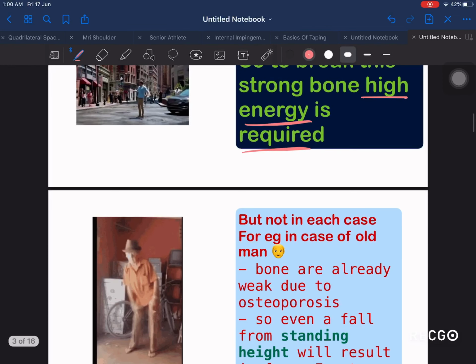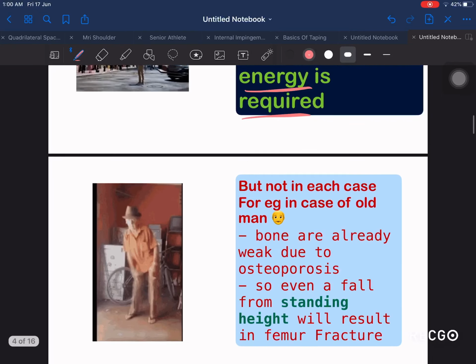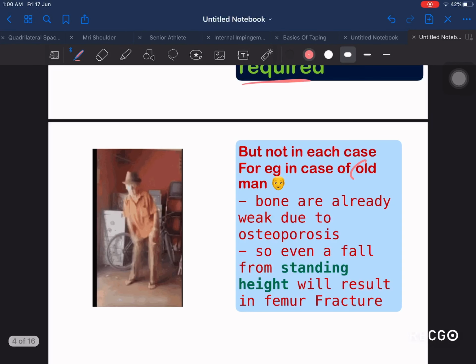Now, the difference between high energy and low energy trauma. In a young person, high energy trauma is required to break this strong bone. But in an old person, bones are already weak due to osteoporosis, so even a fall from standing height can result in a femur fracture.